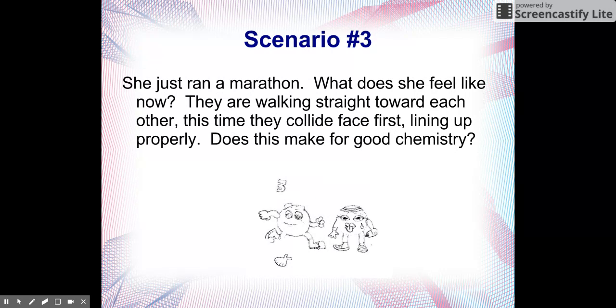In scenario number 3, this poor girl, she just ran a marathon. She's pooped. What does she feel like now? They're walking straight towards each other, but this time they collide in the correct orientation, face first, lining up properly, but she doesn't have enough energy. Does this make for good chemistry?